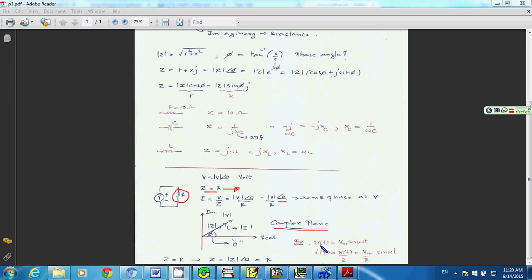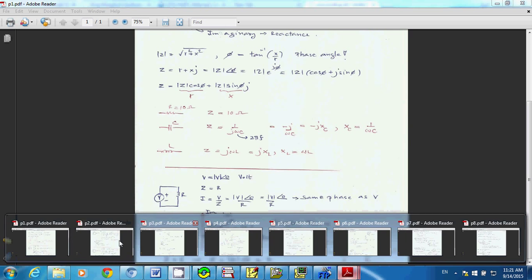And if I have v(t) in terms of Vm, the amplitude, multiplied by sine omega t, your current is simply V divided by Z. It still has the same phase, right? Because you have sine omega t. This is what we call the phase. And the magnitude of Z equals R. This is just for the resistor. Now let's move to the capacitor.